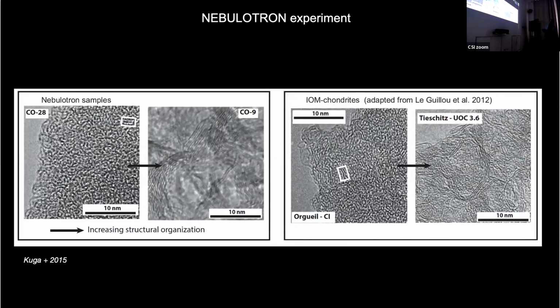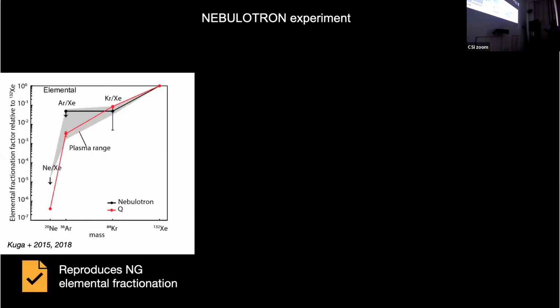This is the soot obtained in our experiments. This is the morphology of the soot, at a different scale. And this is organic matter in a primitive meteorite. So clearly, they resemble very much what you see in the meteorite. And in fact, we reproduce the elemental fractionation.